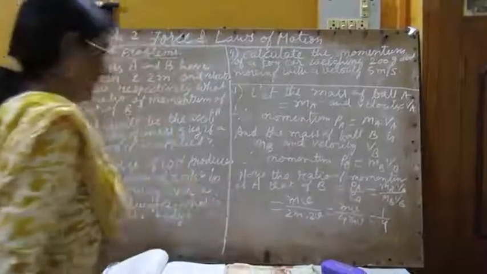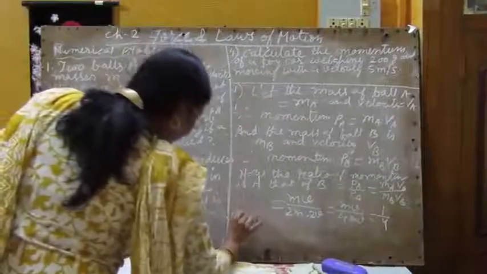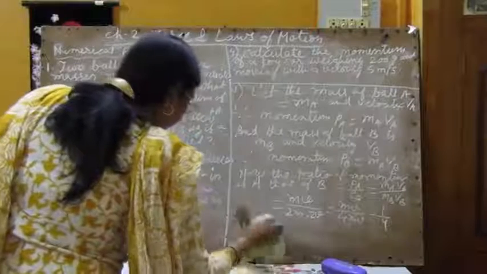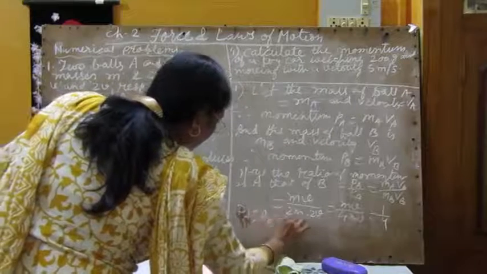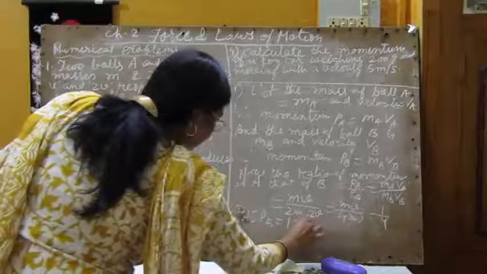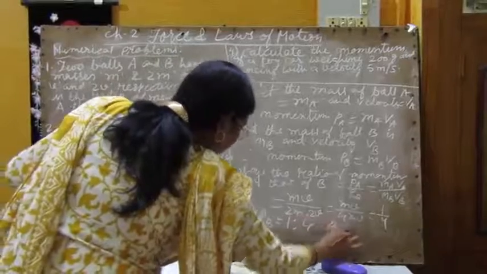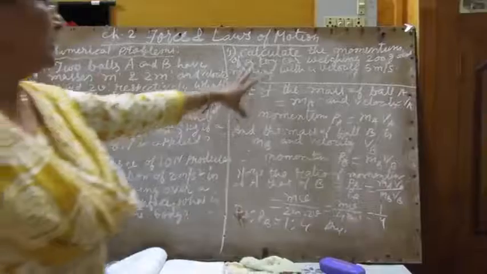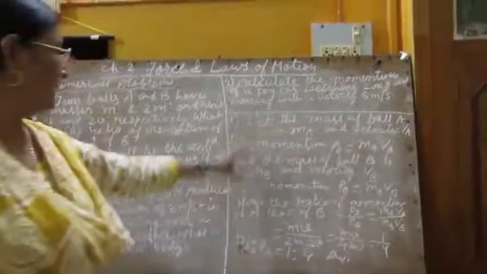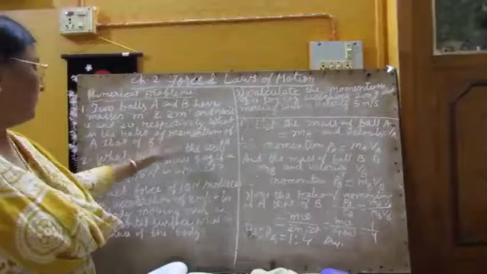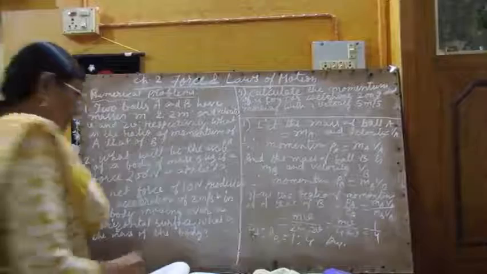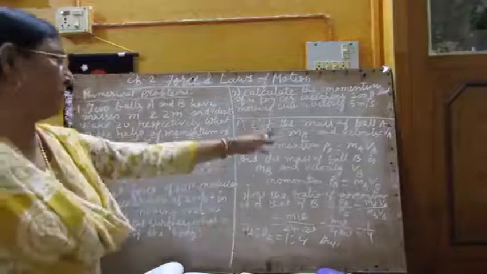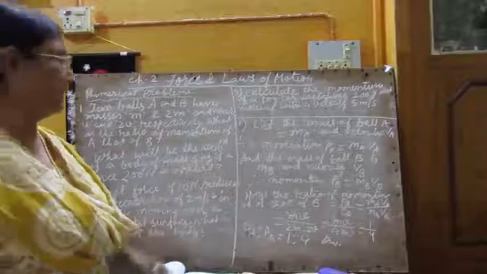Therefore, momentum PA is to PB equals 1:4. This is the answer. So in this way we can solve that the momentum of A to that of B, PA is to PB, equals 1:4. Now perhaps you can copy this from the board into your classwork copy. Now next one, let me explain.